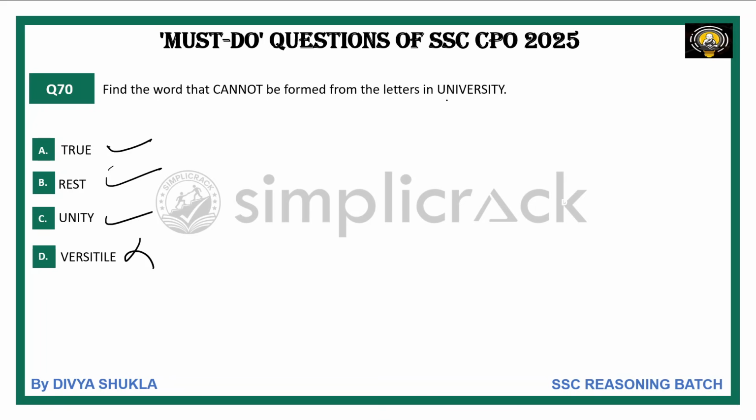Can we form unity? Unity we can form, rest we can form, versatile, no. We can't form versatile. Why? Because L is missing here. L is missing in university. That is why we cannot form versatile. I hope this is clear.